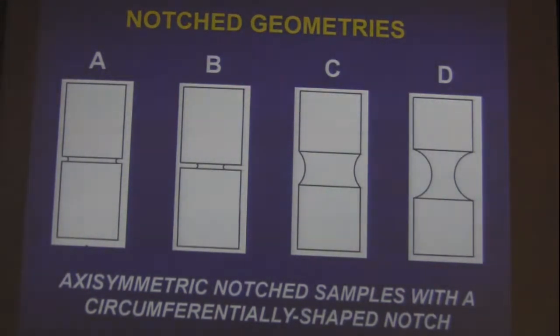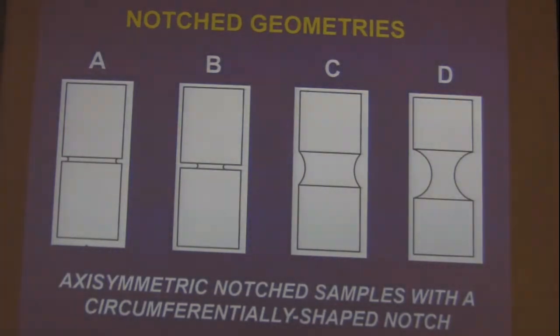These A and B are sharply notched specimens. And the bluntly notched specimens C and D: we have C with minimum depth and maximum radius, and D with maximum depth and radius.